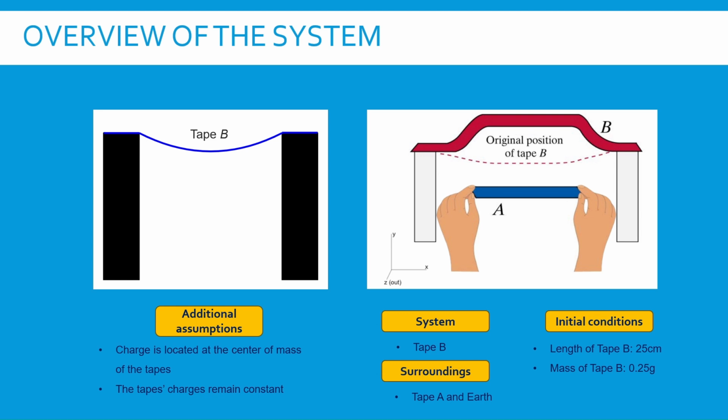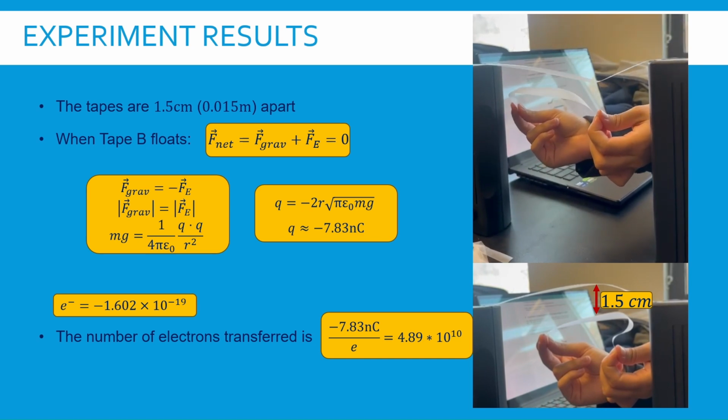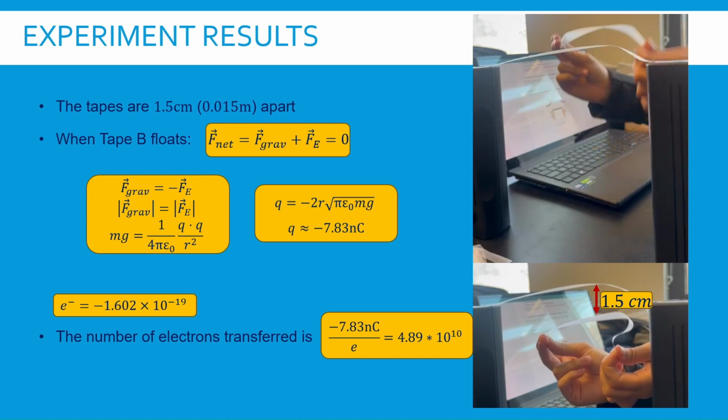The initial conditions are that tape B is 25 centimeters long and has a mass of 0.25 grams. So, the results of our experiment: we can conclude that when the tape is floating, tapes A and B are 0.015 meters apart, and when tape B floats, it remains at a fixed position, and thus the net force is 0.